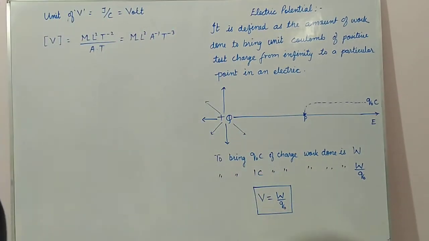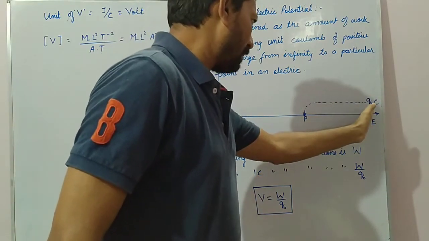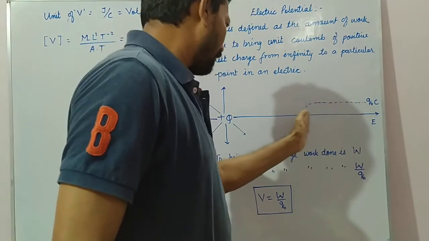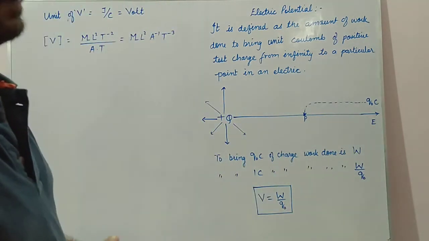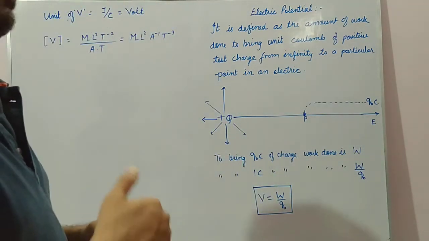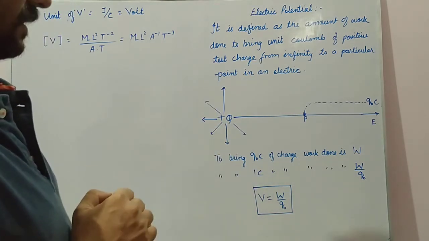Electric potential. As the Q0 coulomb of charge comes more and more closer to the source charge, more amount of work will be done. As such, more energy is required, hence the electric potential will increase.